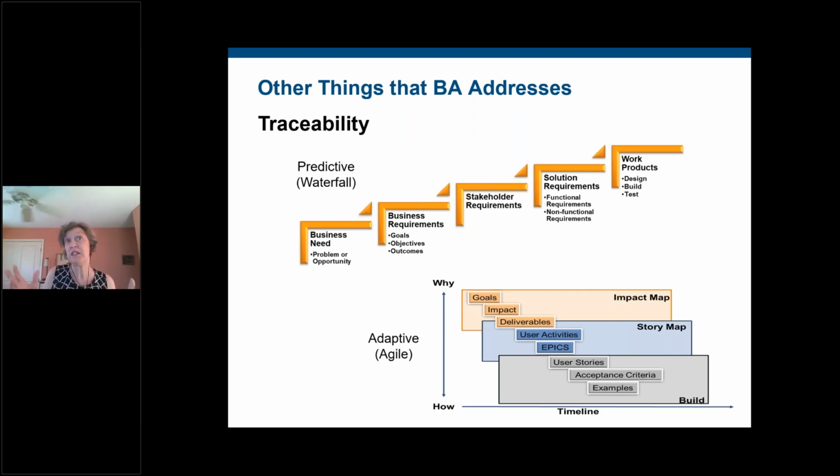The other thing is it's a means of controlling scope. If we can't do that, then there's no sense in doing it. There is no value, and we don't want to include it. So BAs have this great thing called traceability, which is a great way to manage scope. Super effective, super valuable tool and approach.